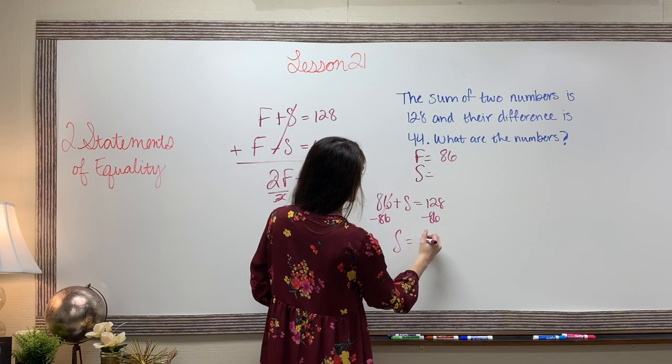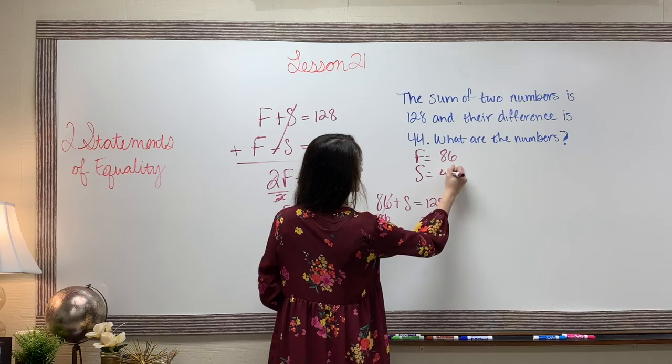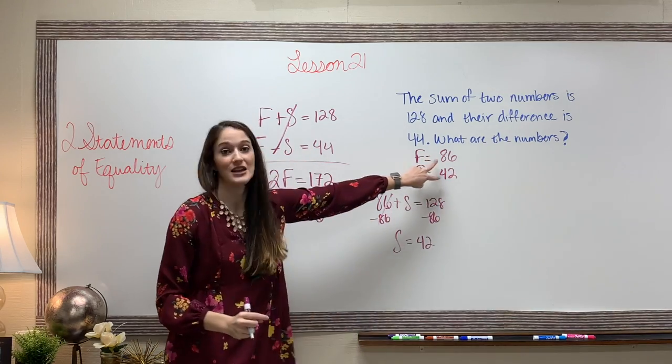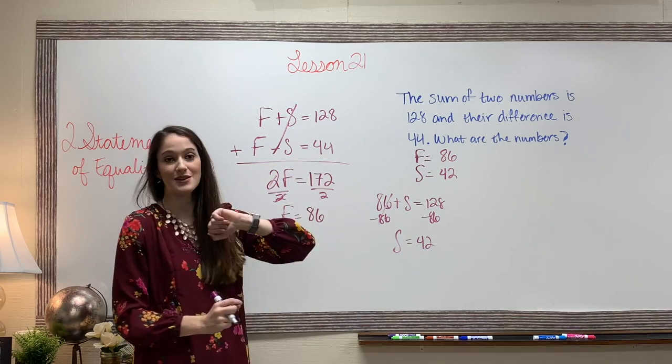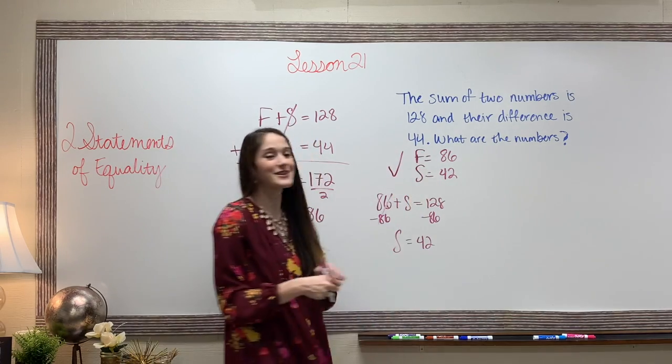So s equals 42. And then to check my work, I can take both of these, put them into this equation, and 86 minus 42 does equal 44. So we did it, we got it right.